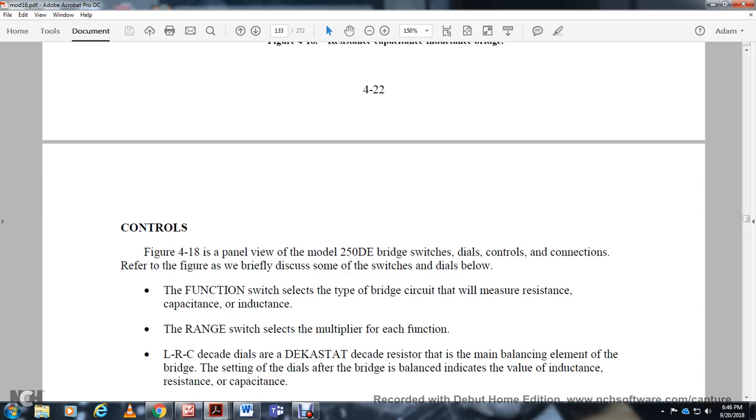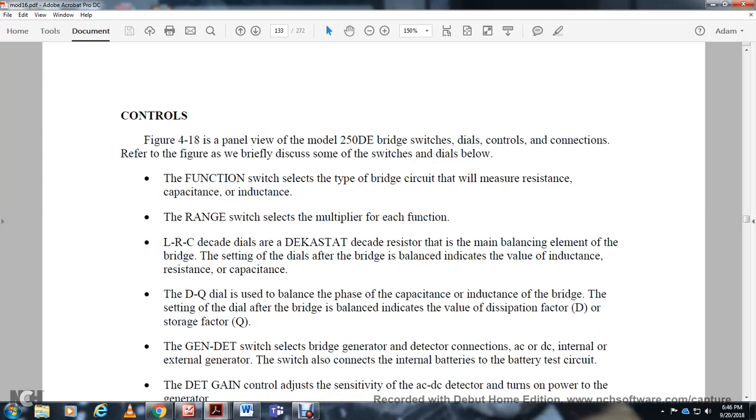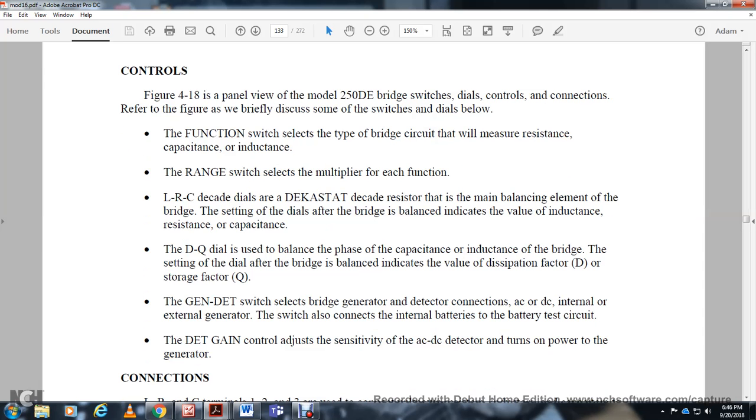Alright, controls. Figure 418 shows the panel view of the 250D bridge with the switches and dials connected. We briefly discuss the switches and dials below. The function switch selects the type of bridge circuit to measure resistance, capacity or inductance. The range switch selects the multiplier for each function, LRC. The decade dials are the decade resistors, the main balance element of the bridge. After the bridge balances, the assisting dials indicate the value of the inductance, resistance and capacity.